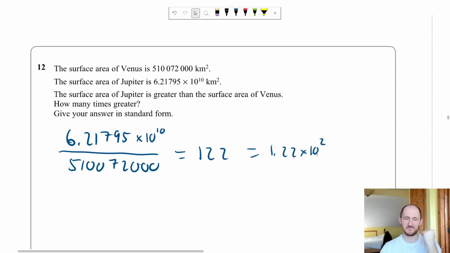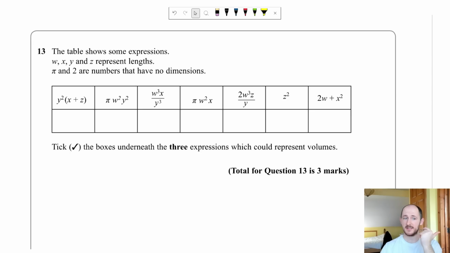Yeah. Cool. Again, we have a very different style of question. The table shows some expressions. X, Y, Z, and W represent lengths, pi and 2 are numbers that have no dimensions. Which expressions could represent volumes?